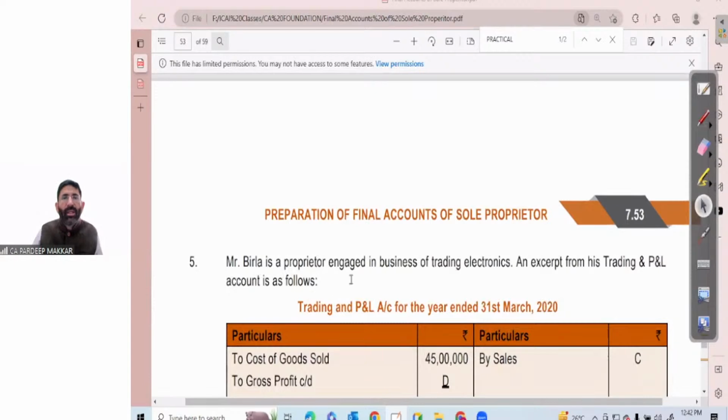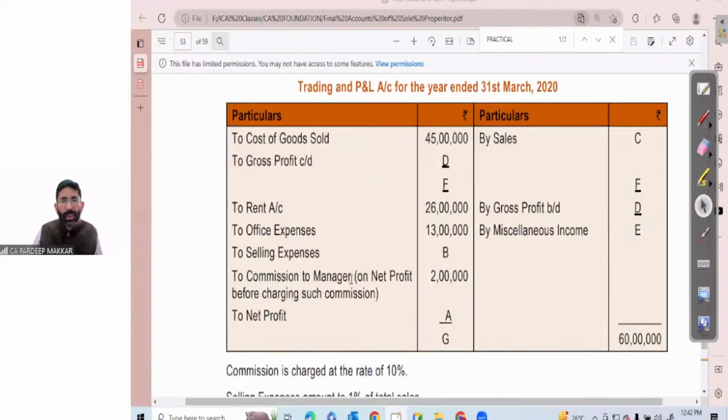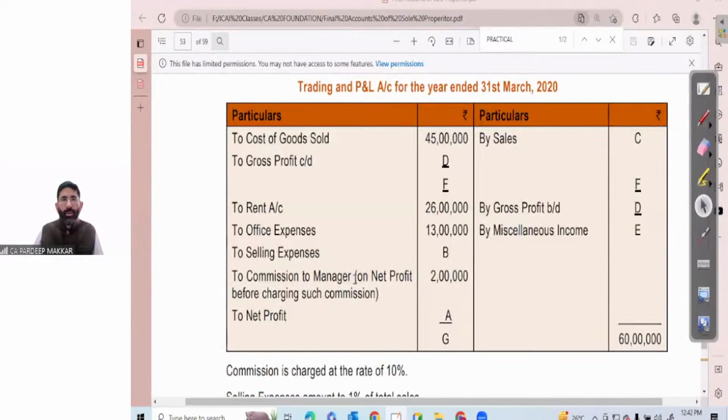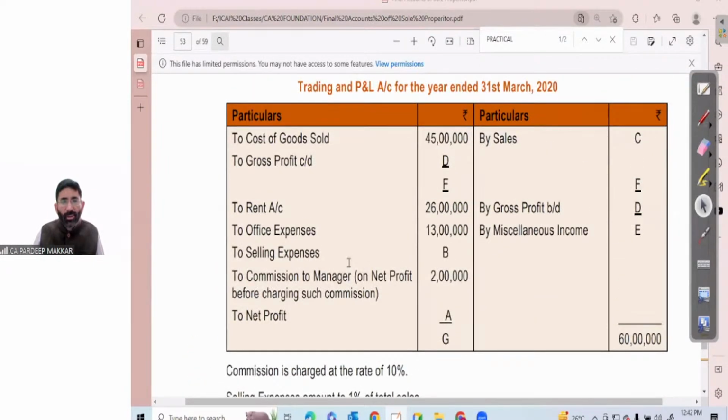Miss Birla is a provider engaged in the business of trading. So the cost of goods sold is given to you, sales are given to you, but he has not given some figures; missing figures you have to calculate. Good question. Commission is charged. COGS is given to you. GP and sale are yet to be calculated. Closing stock is not there. That means all the goods are sold off.